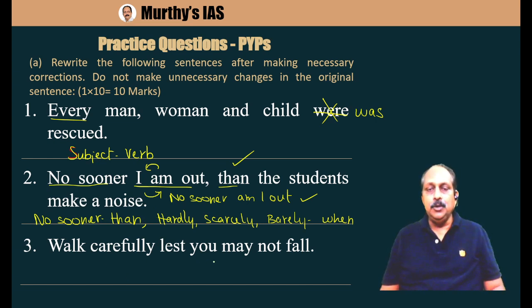Walk carefully lest you may not fall. Here, this is also very important. Once you know the rule, all these are easy. The clue for you, lest. Lest takes the helping verb should. That is a combination. You can remember. Next time you can easily spot the error. Lest should. Walk carefully lest you should fall. Walk carefully, otherwise, to prevent, you should fall. People use may. You cannot use may. If you use may, it is not correct.